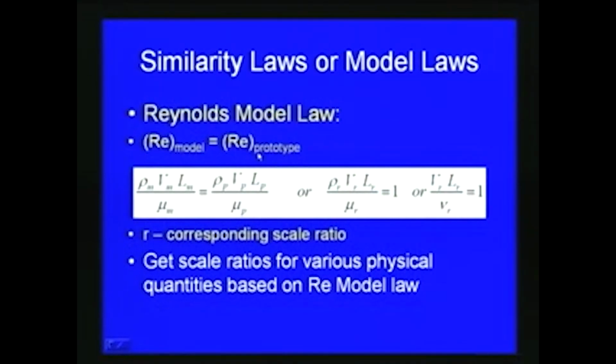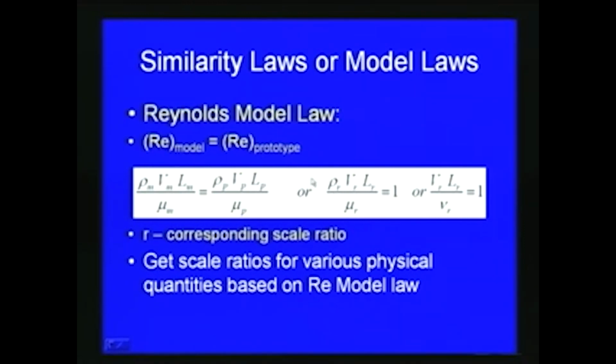As I mentioned, the Reynolds number similarity between the model and the prototype is considered. So, we can write the Reynolds number of the model is equal to the Reynolds number of the prototype. The Reynolds number is generally represented as rho V L by mu, where rho is the density, V is the velocity, L is the characteristic length, and mu is the coefficient of dynamic viscosity. With respect to the model, we can write rho m Vm Lm by mu m, equal to, with respect to the prototype, rho p Vp Lp by mu p.